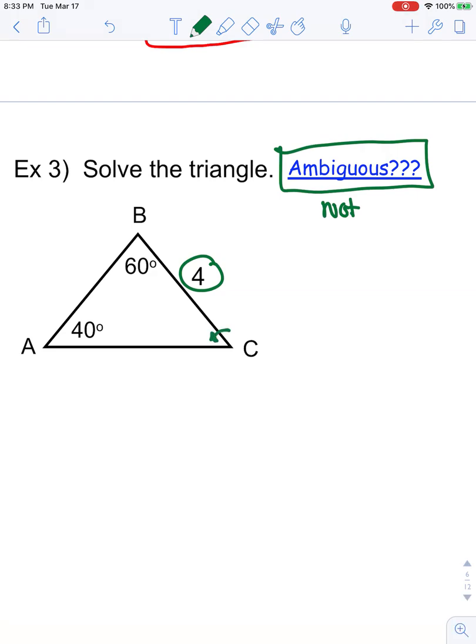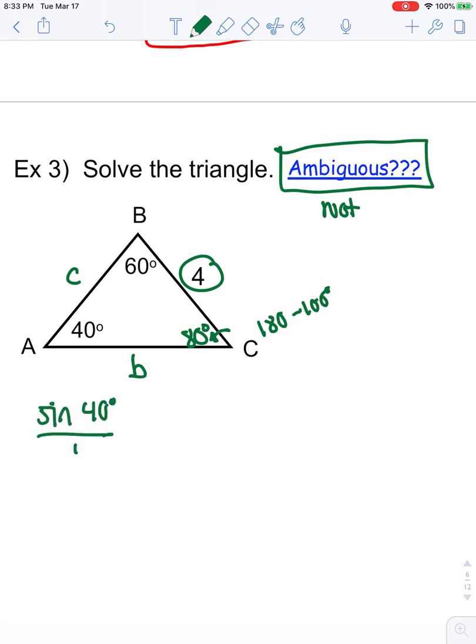But again, remember, we're going to need to find this missing third angle before we start writing our ratios. So since the angles do have to add up to 180, we can subtract the 100 degrees that's given, meaning this angle is 80 degrees. The side across from that is side C. The side across from the 60 degrees is side B. And now we can write our three ratios. Doesn't matter what order.